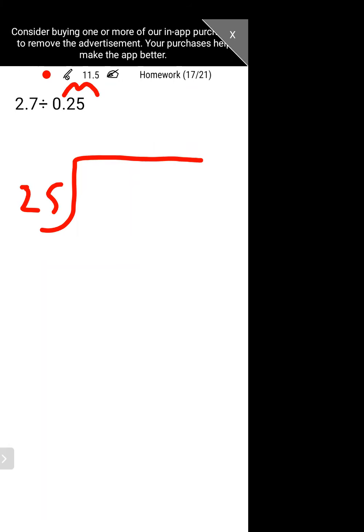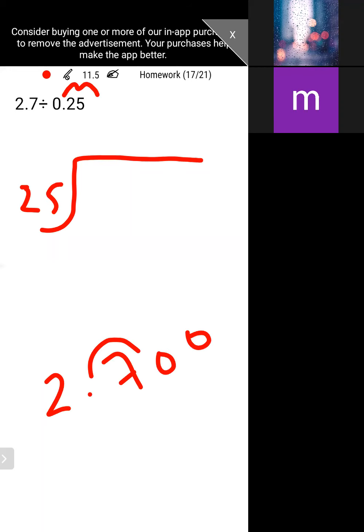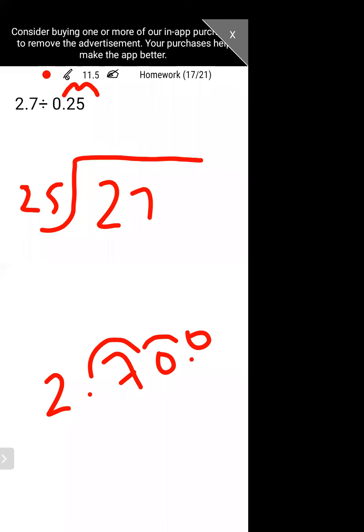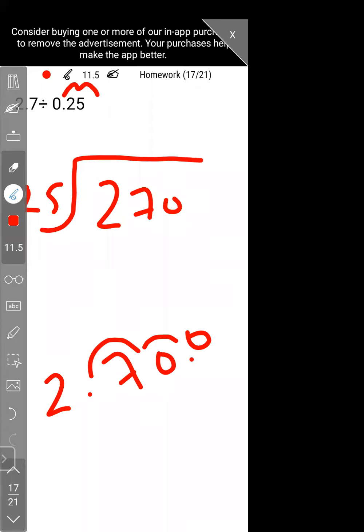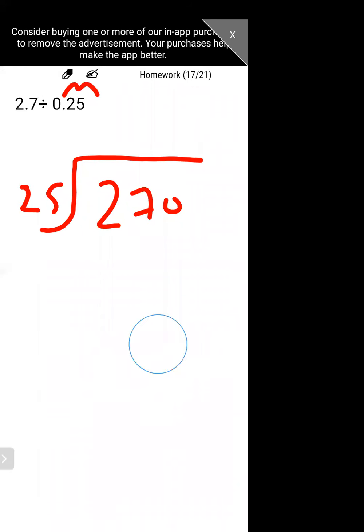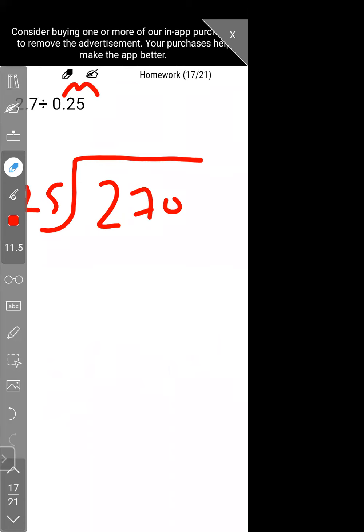Now what about 2.7? When you take two jumps, you have only one number here, right? So what we're going to do, we place two zeros. You can place as many zeros as you want to take the jumps. Again, you will take two jumps and it will become 270, right? And 25, in the table of 25, how many times does 25 go into 270?